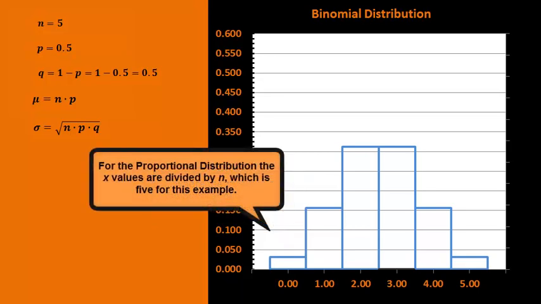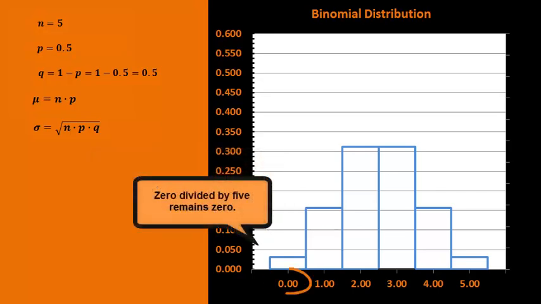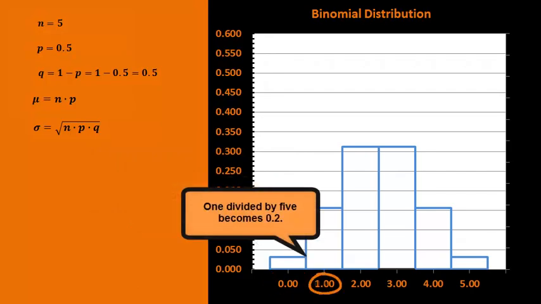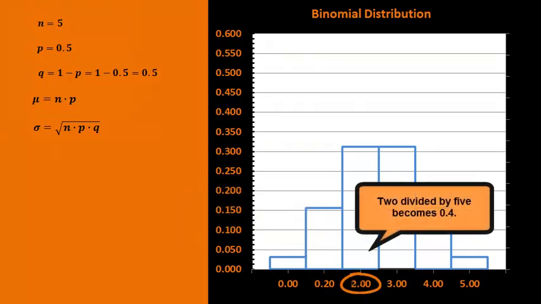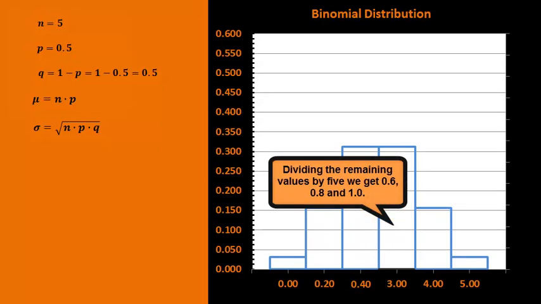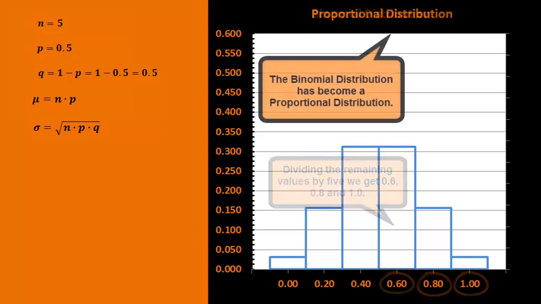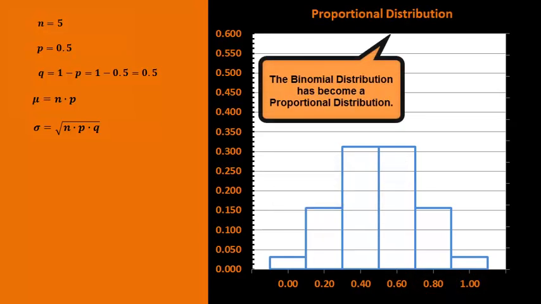For the proportional distribution, the x values are divided by n, which is 5 for this example. 0 divided by 5 remains 0. 1 divided by 5 becomes 0.2. 2 divided by 5 becomes 0.4. Dividing the remaining values by 5, we get 0.6, 0.8, and 1.0. The binomial distribution has become a proportional distribution.